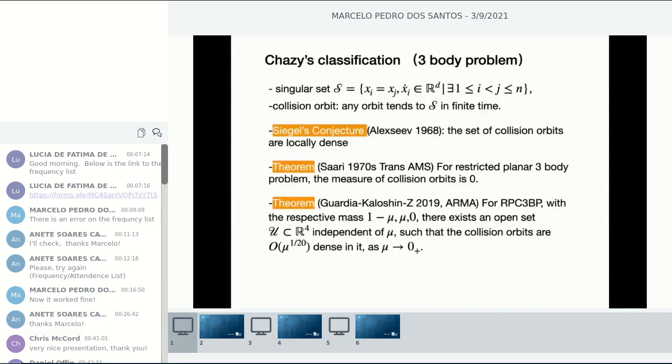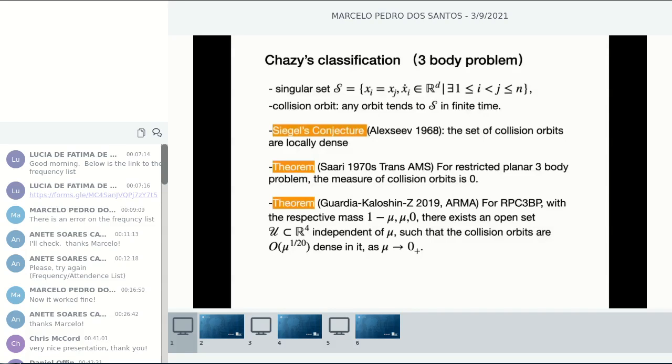Now there is the famous Chazy classification. So basically, in the phase space, there is a singular set, which we denote by S. It contains all the points corresponding to the double collision. So if we remove the singular set from the phase space, there are still some singular orbits, which are the collision orbits. That indicates that in forward or backward time, in finite time, the orbit will tend to the singular set S.